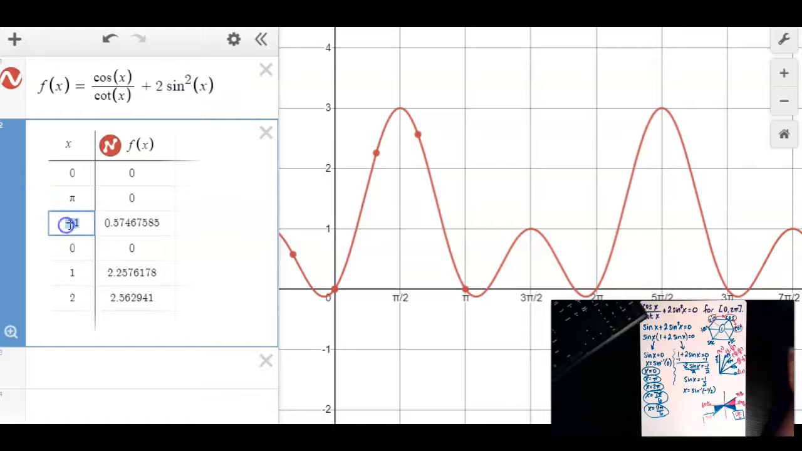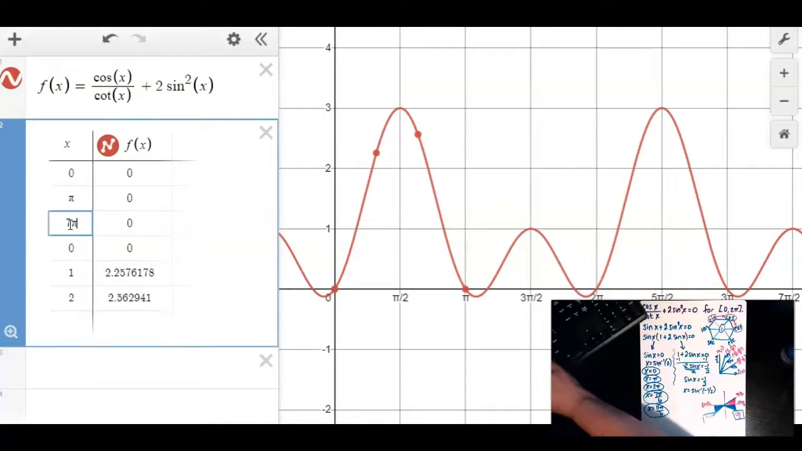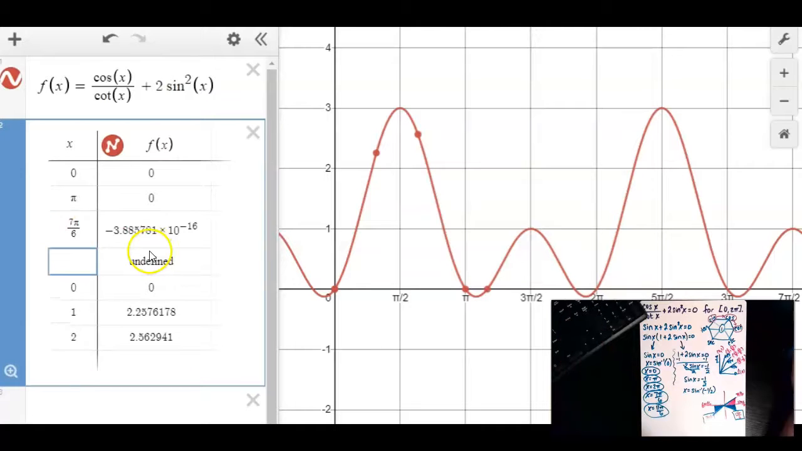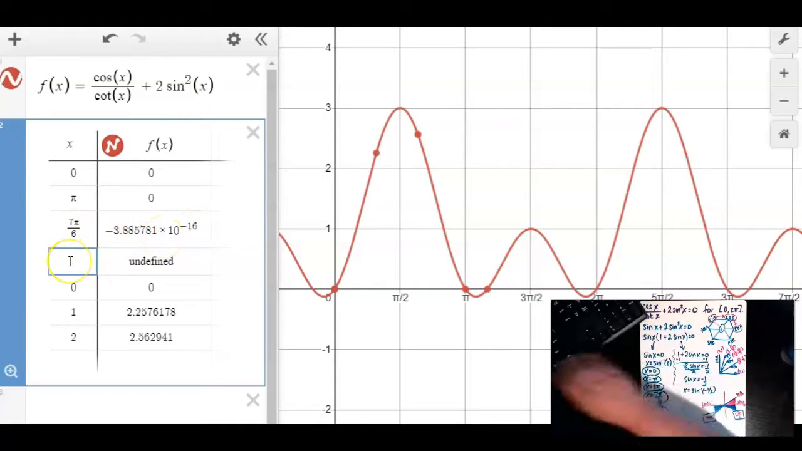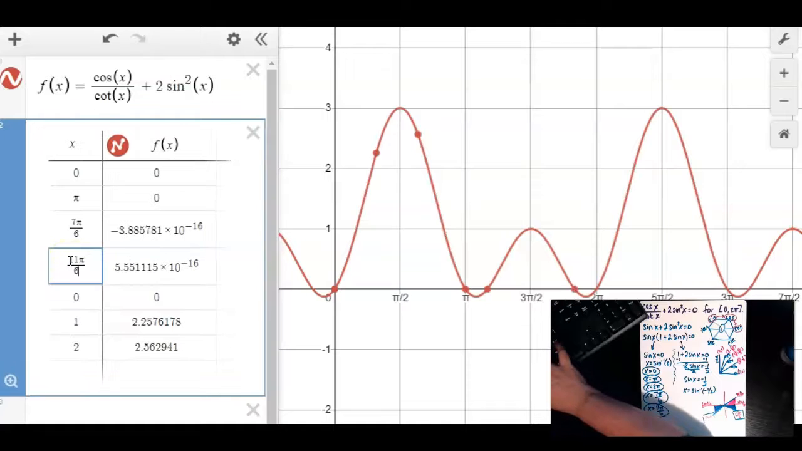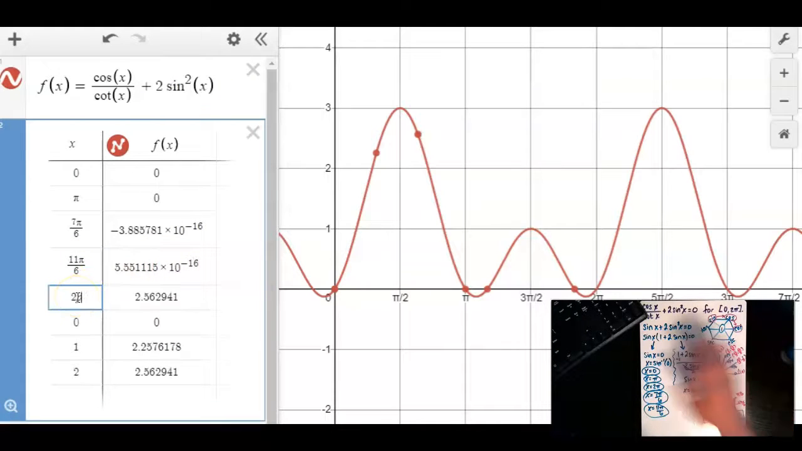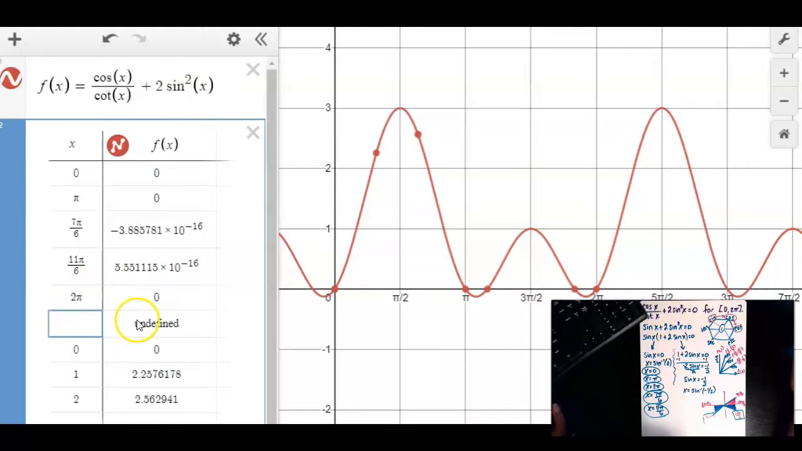So if we want to check what happens at pi, we type pi and we have a 0. If we put in 7 pi over 6 and press enter, now this one gives us scientific notation, negative 3.885781 times 10 to the negative 16. That's 16 zeros in front of that negative 3, so that's really close to 0. If we put in 11 pi over 6, right? Same thing. We get really close to 0. And then 2 pi was our last answer, and that one comes up as equal to 0.